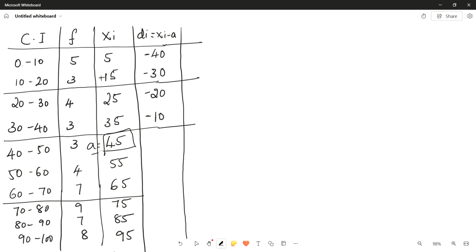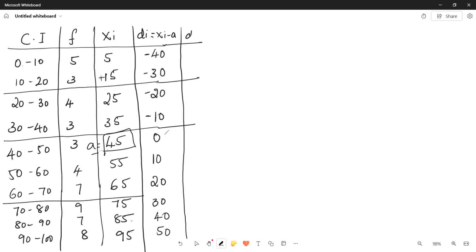Now xi is A only. 45 minus 45 is 0. Then now xi is 55. 55 minus 45, 10. Then 65 minus 45, 20. 75 minus 45, 30. Then 85 minus 45, 40. 95 minus 45, 50. Okay, so this is the di column.